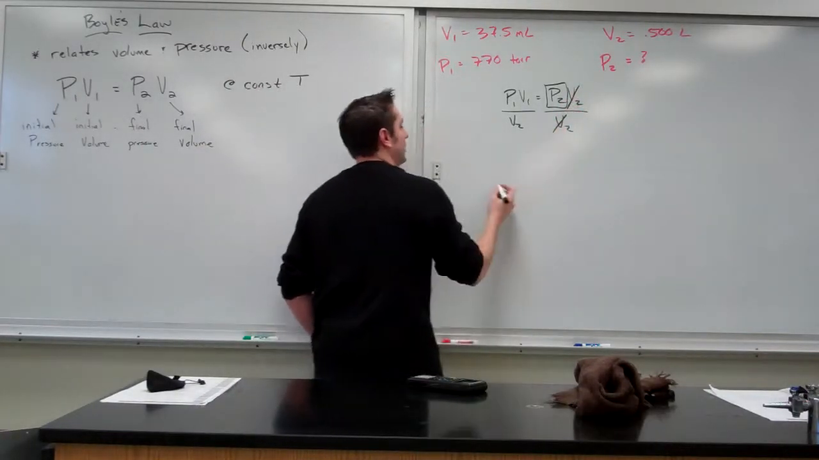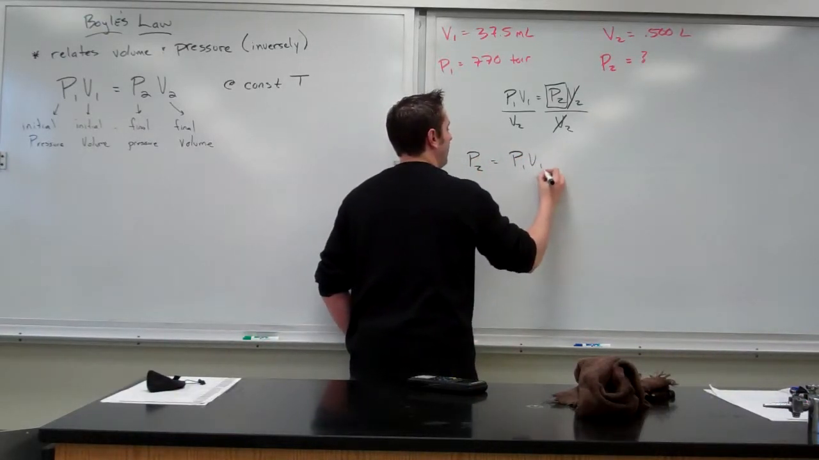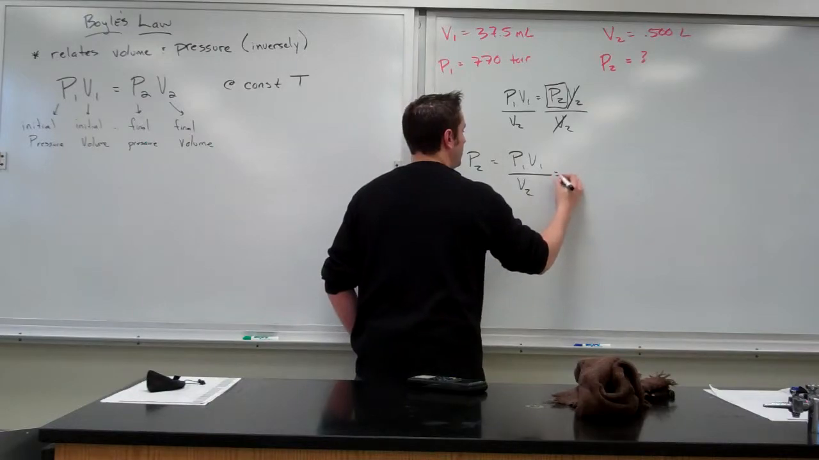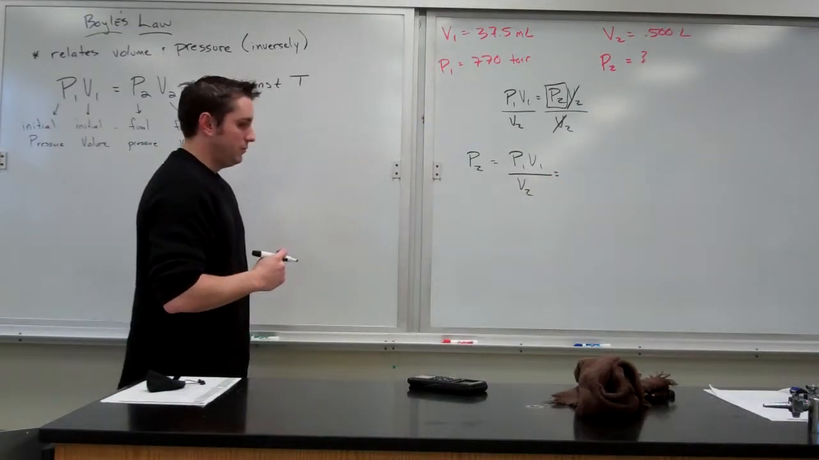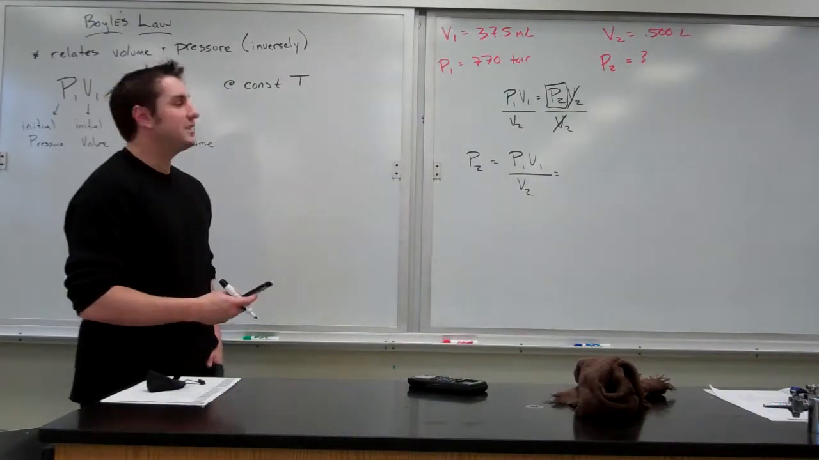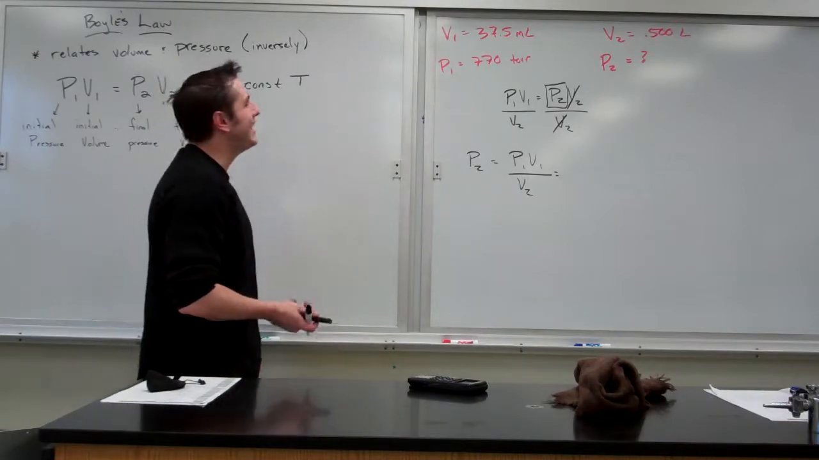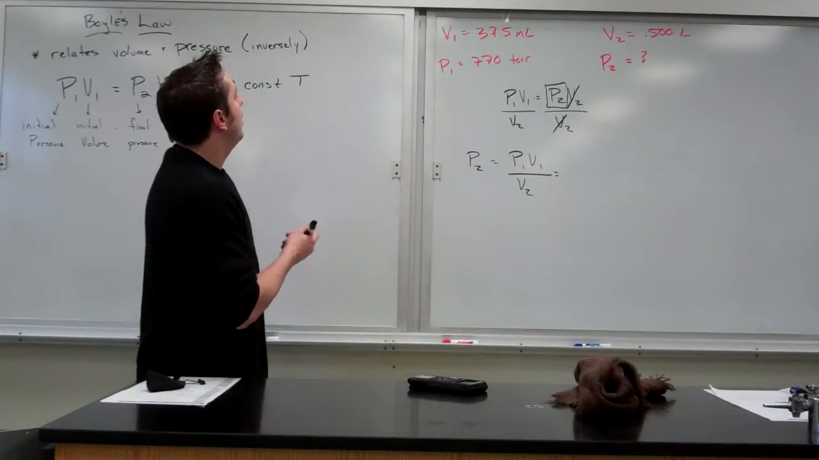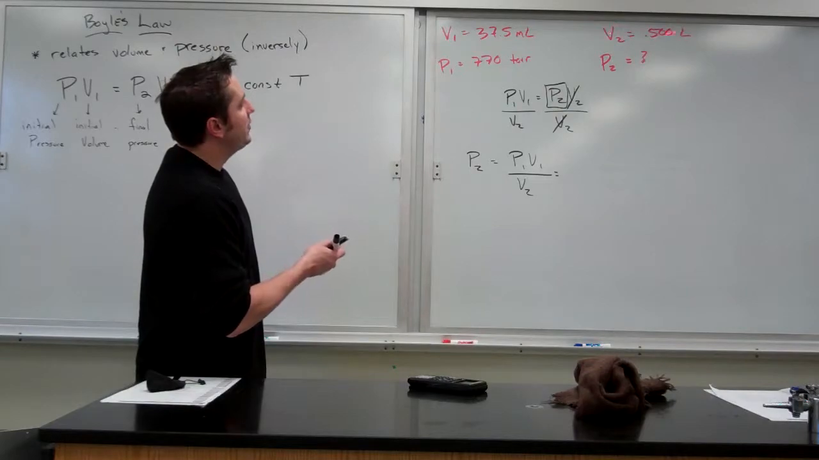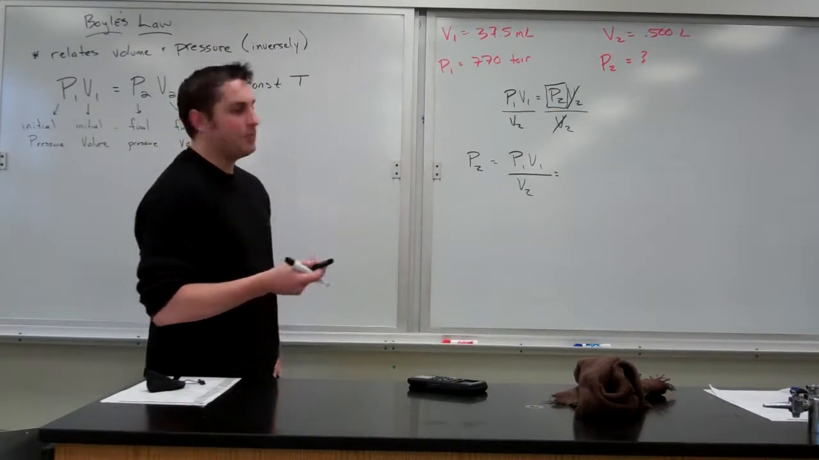V2's cancel, leaving me with P2 equals P1 V1 over V2. Before I plug in, I have to make sure that my units and my sig figs are the same and that my temperature is in Kelvin. So I take a look. V1, milliliters, V2, liters, they are not the same. So I'm going to have to get them to be the same.